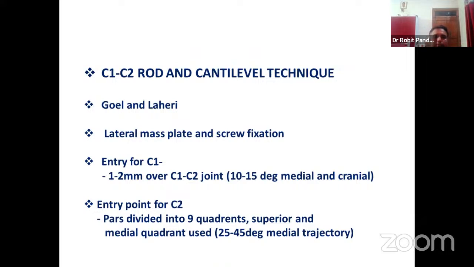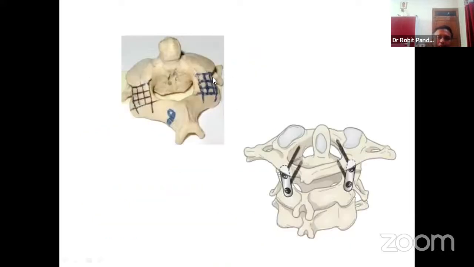For the entry point of C2 in Goyal's technique, he explained that the pars should be divided into 9 quadrants. These are the 9 quadrants. I have myself seen him utilize the superior and medial quadrant for the insertion of the pedicle screw. So basically, the Goyal and Lahiri technique includes a C1 lateral mass screw and a C2 pedicle screw.